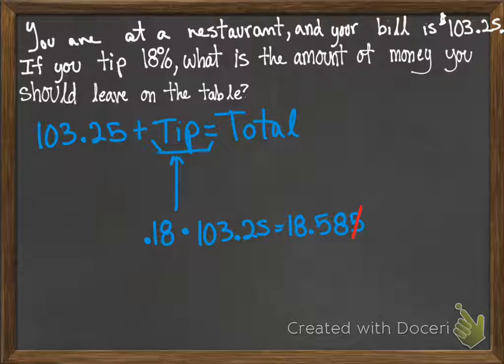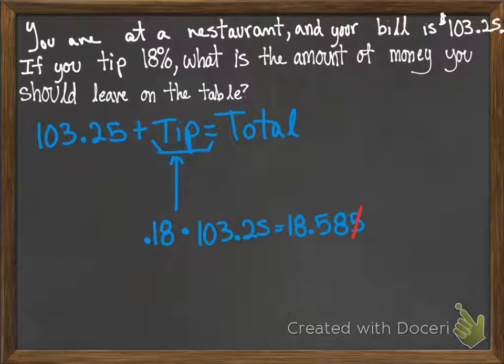We're going to cut off that 5 because you can't give someone half a penny, right? This is $18.58 and half a penny. You can't give someone half a penny, so we're going to cut it off there. Anytime you're dealing with money, you always cut it off after 2 decimal points because there's nothing smaller than a penny. There's nothing smaller than 1 cent. All right? So the tip is $18.58.